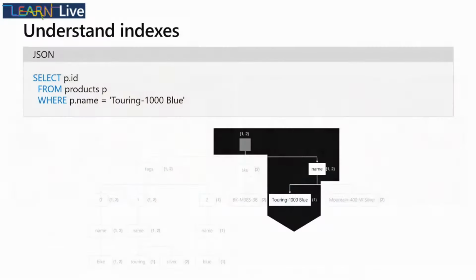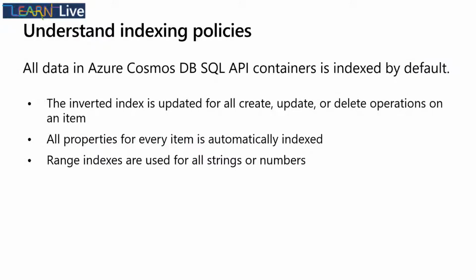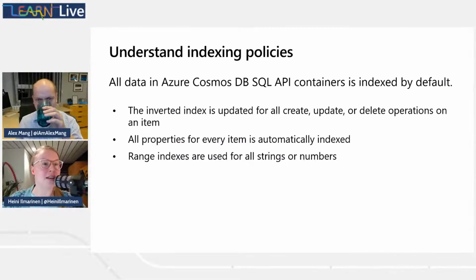So how do you actually define these indexes, Heini, in Cosmos DB? Because I bet you don't write some sort of a special script with create index, yada, yada, yada. You do it in a different way, right? No, we actually have a specific indexing policy. And that is what we're going to be looking at next. And this is really what defines how this index is created.